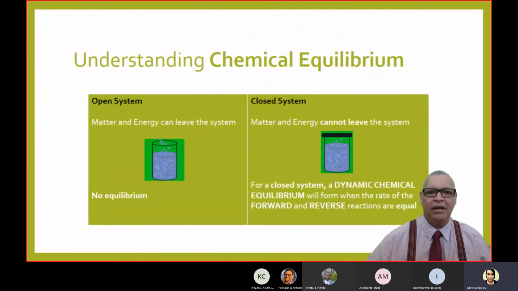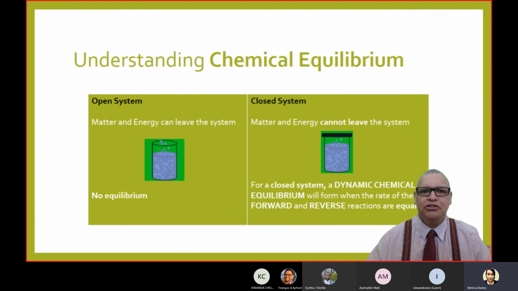All right. Now, in understanding chemical equilibrium, the first important thing that we need to recognize is that there are two types of systems that we need to differentiate. If you notice on the monitor, the first one is called an open system. Look at this picture here. Here we have a beaker, and this beaker has a liquid inside. But notice there is no lid on the beaker. What is happening here? Well, matter and energy can leave the system. It can escape. So therefore, no equilibrium will be established in this particular system.